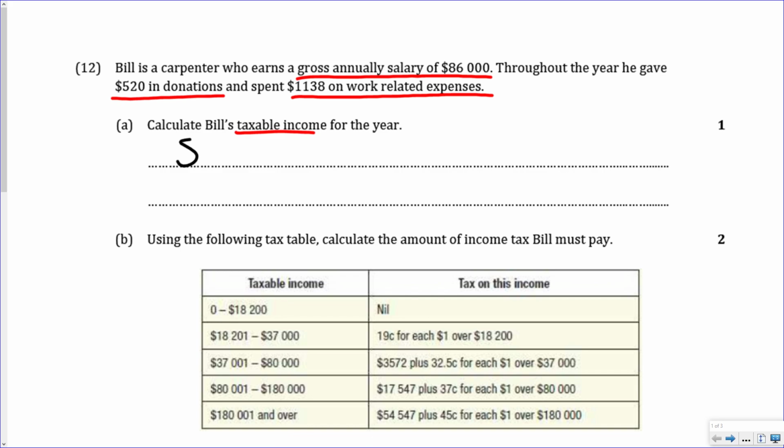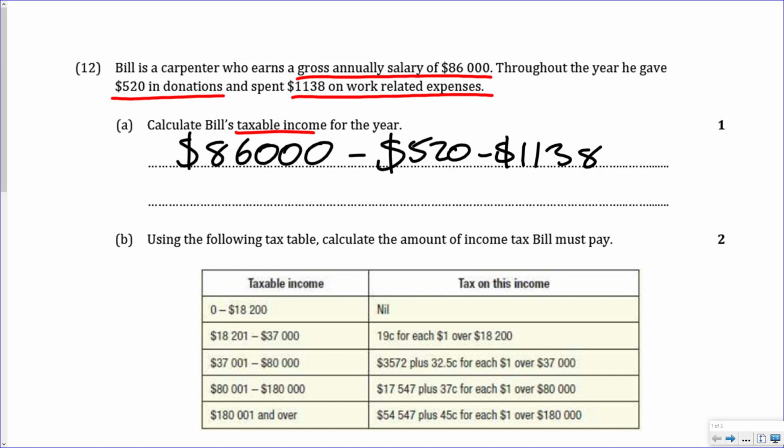So we're getting that $86,000, and we're just going to subtract all of those tax deductions. So this is going to be minus 520 minus 1,138, and when you do that, you'll get 84,342. So fairly simple one, just subtracting those two things.